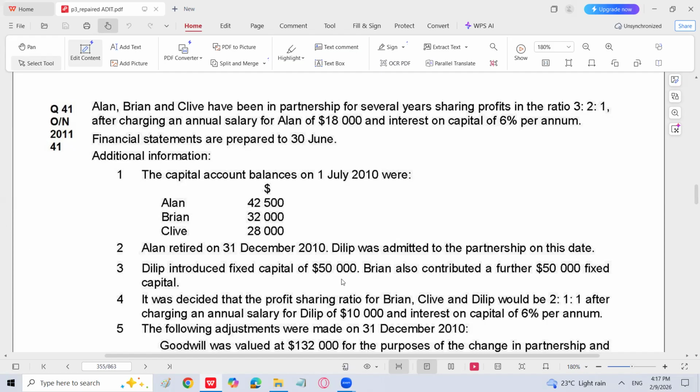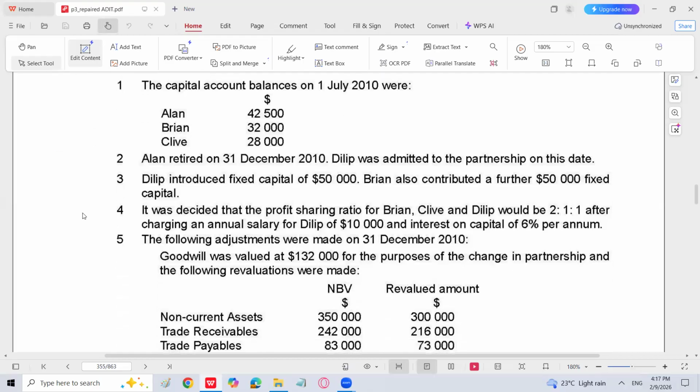Dilip introduced fixed capital of 50,000. Brain also contributed a further 50,000 fixed capital. So Dilip, who is a new partner, has come into the business with a capital of 50,000. But Brain, who is going to continue with the business, is also introducing some capital of 50,000 into the business. It was decided that the profit sharing ratio for Brain, Clive, and Dilip would be 2-1-1. That is going to be 2/4, 1/4, and 1/4, after charging an annual salary for Dilip of 10,000 and interest on capital of 6% per annum.